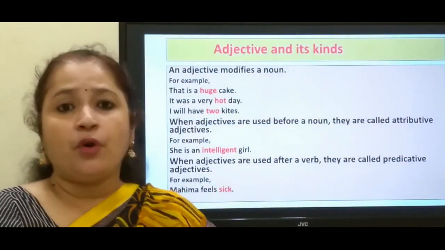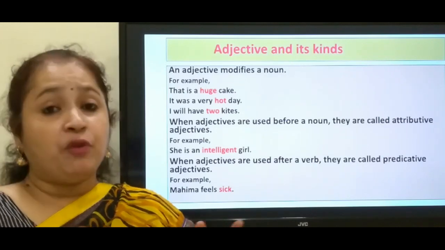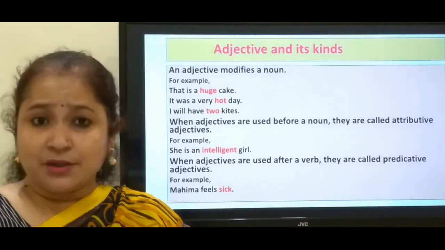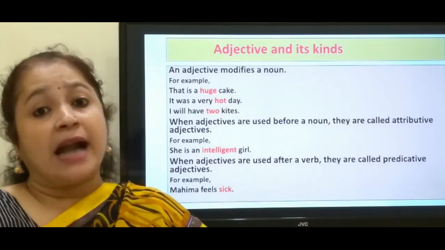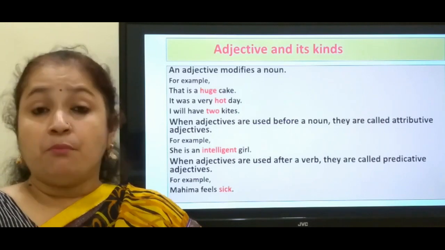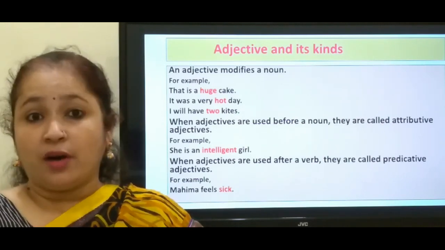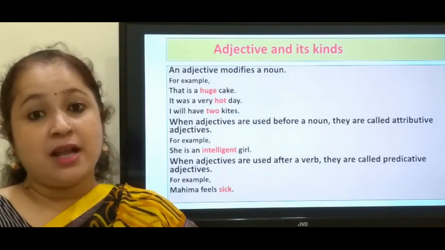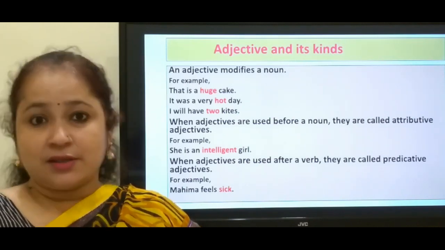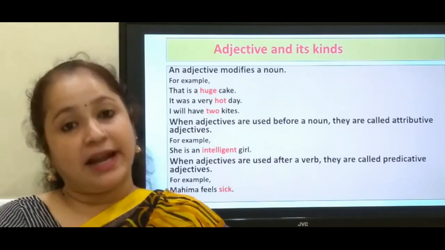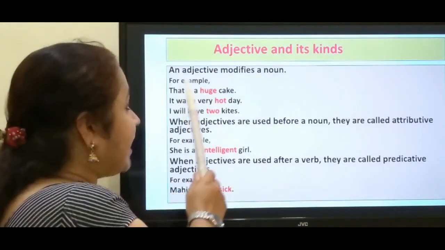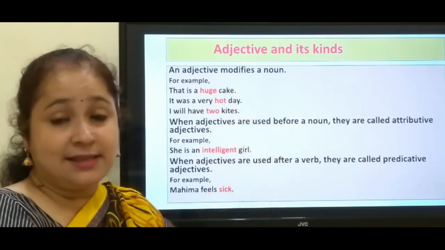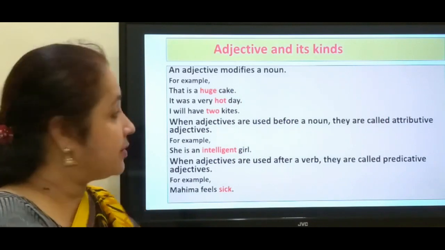Dear students, before moving on to adjective, I would like to ask you the meaning of the word add. Yes, students, add means to add something or to tell more about. So, the words that tell us more about a noun or a pronoun are called adjectives. So, let us read the definition of adjective. An adjective modifies a noun. Let us understand this with the help of these examples.